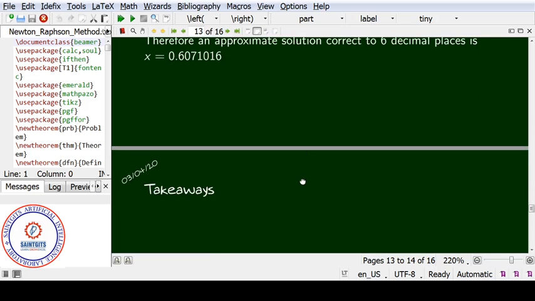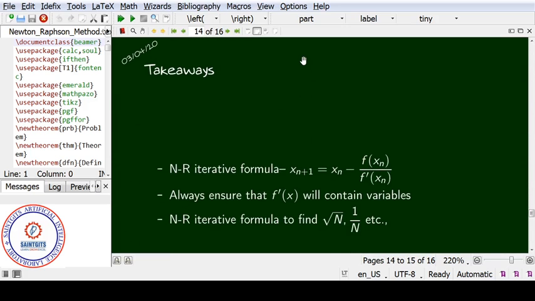So the important takeaways of the session are the Newton-Raphson iterative formula, that is xn plus 1 is equal to xn minus. Some people by mistake put plus instead of this minus. So remember, xn plus 1 is equal to xn minus f of xn by f dash of xn. Always ensure that this f dash of xn will contain the variable. It will not be a constant. If this is a constant, then the approximation will not converge. It will continue at the same value of xn. No change happens.